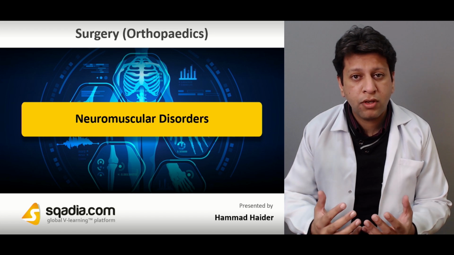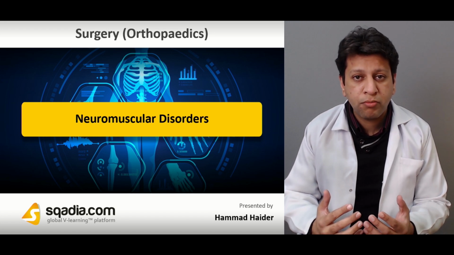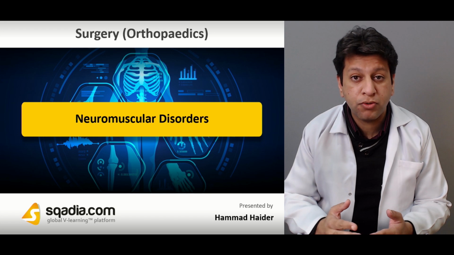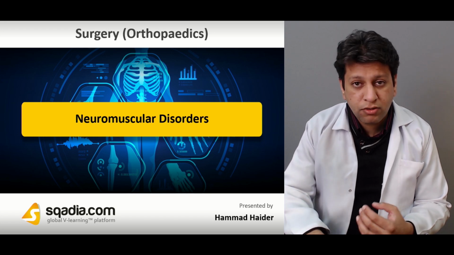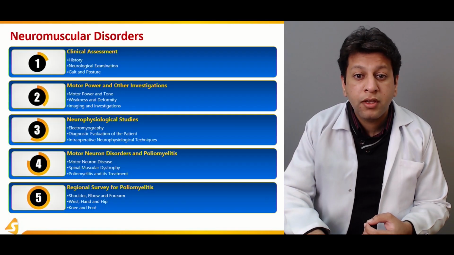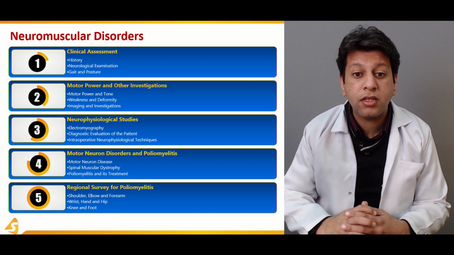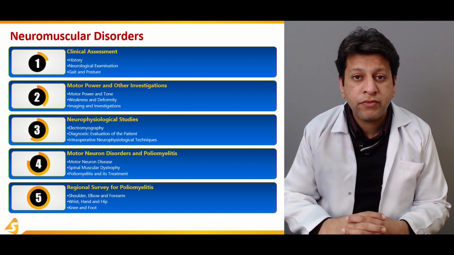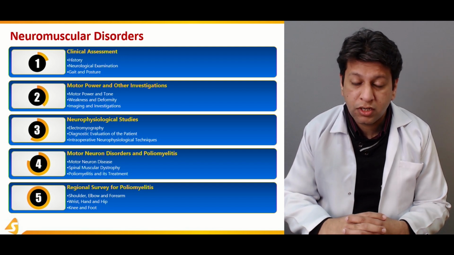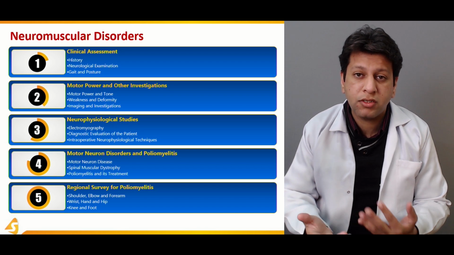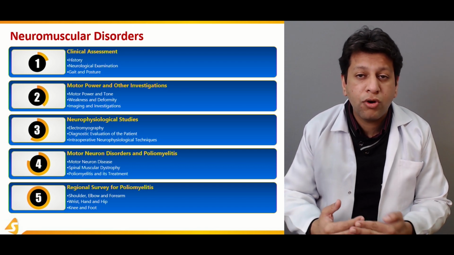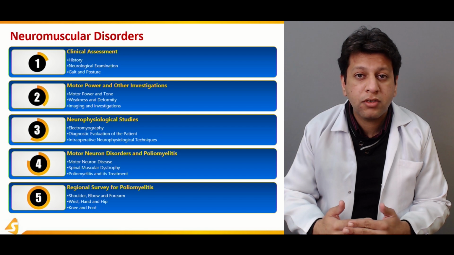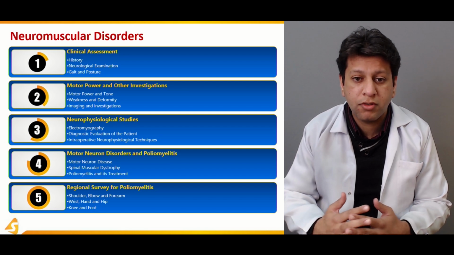So if we are approaching a patient with neuromuscular disorders, then how do we have to proceed? In this section, we are going to go through that. In the first section, we'll go through the clinical assessment, that is how to take the history and do the neurological examination of a patient with neuromuscular disorders. And first and foremost in orthopedics are the gait disturbances: how to assess the gait and what the differentials are for how the problems come up.